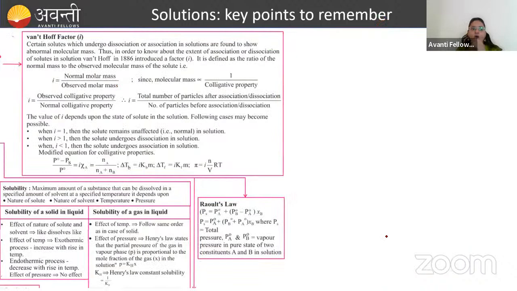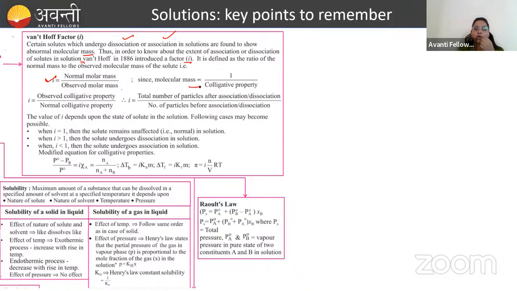Next, the van't Hoff factor. This is again very, very important in order to understand dissociation and association in the solution. When certain solutes undergo dissociation or association in solutions, they show abnormal molecular mass. Thus, to know the extent of association or dissociation, van't Hoff introduced a factor, I, defined as the normal molar mass to the observed molar mass.